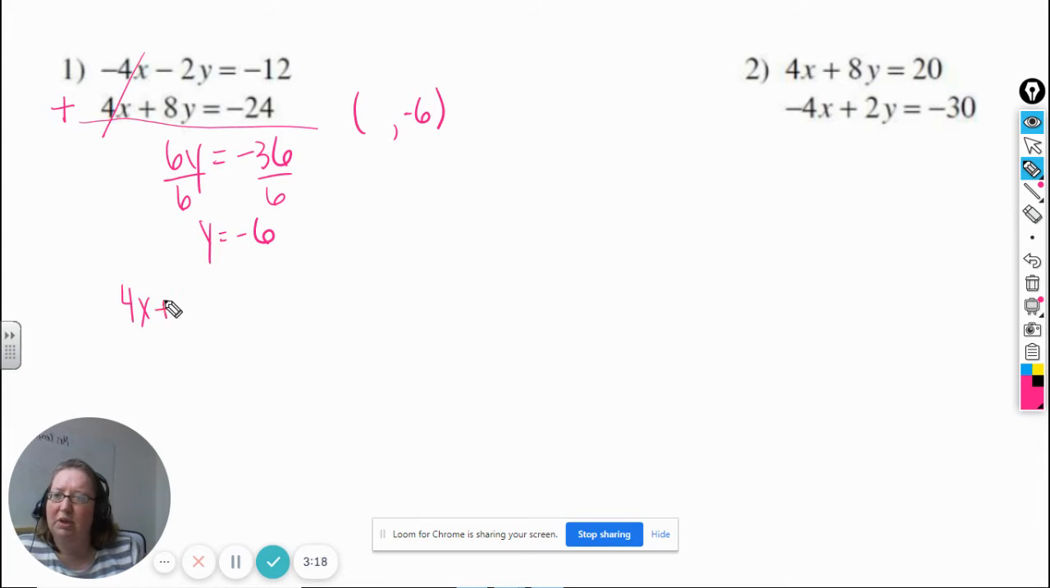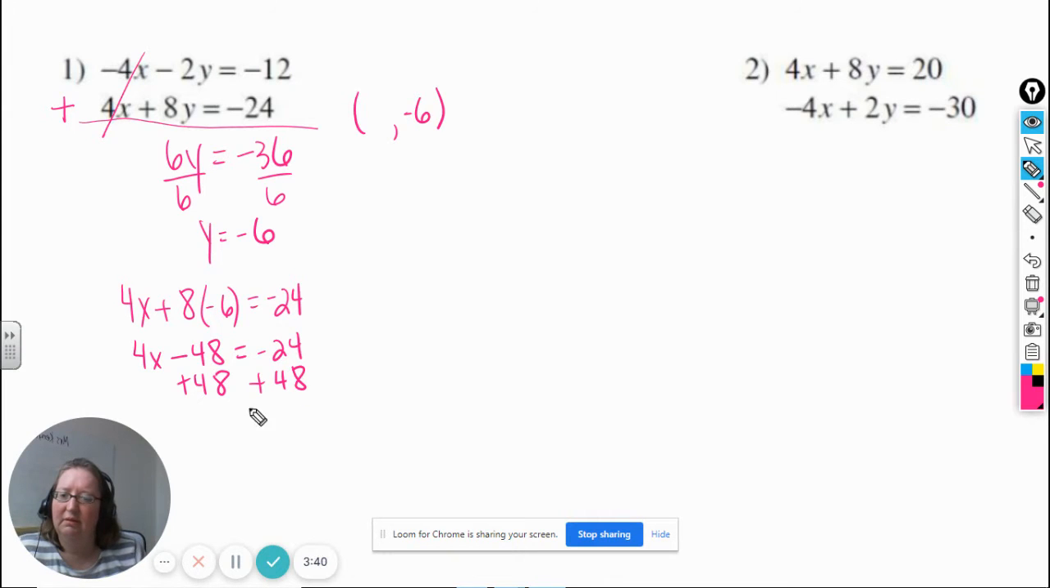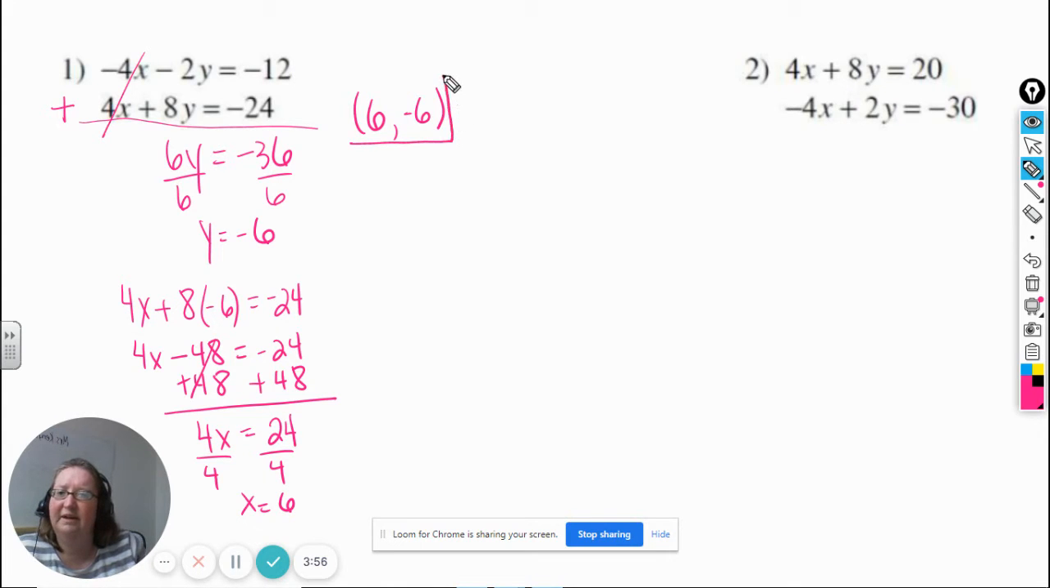I like to avoid negatives because sometimes I make mistakes, so I'm going to do it in this equation. So 4x plus 8, instead of writing y, I'm going to substitute in the -6 that I just discovered. Okay, 4x minus 48 is equal to -24. Add 48, add 48. Those cancel. 4x is equal to +24. Divide by 4, divide by 4. X is equal to 6. So my solution is 6, -6.